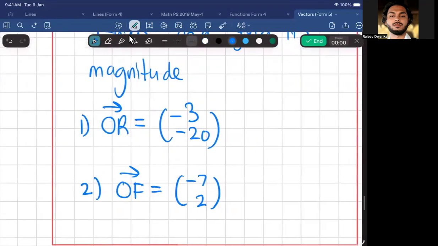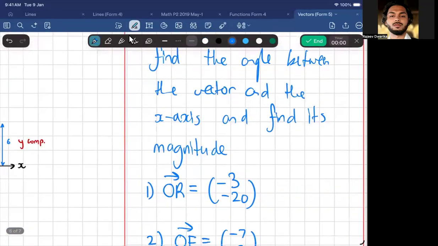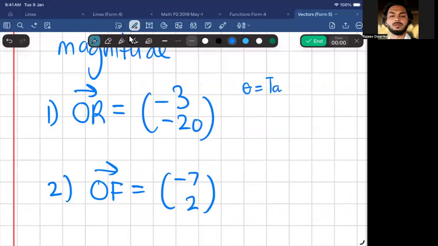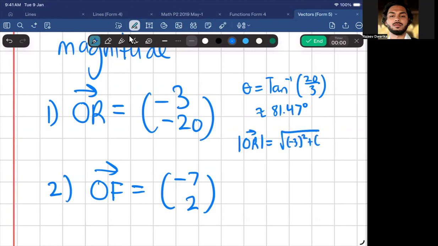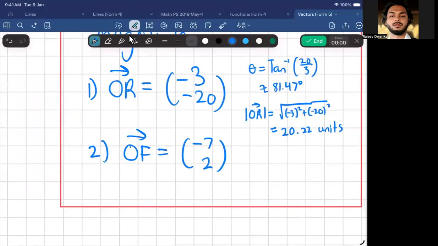So the first one, it's really simple. They want us to find the angle. So for the first one, theta would just be equal to tan inverse of 20 over 3. And that should give you 81.47 degrees, right? And to find the magnitude of that vector, that would just be the square root of minus 3 squared plus minus 20 squared. And that would give you the square root of 409, which is 20.22 units. Right? Did you all get that for the first question? Yes, sir. Okay, nice.